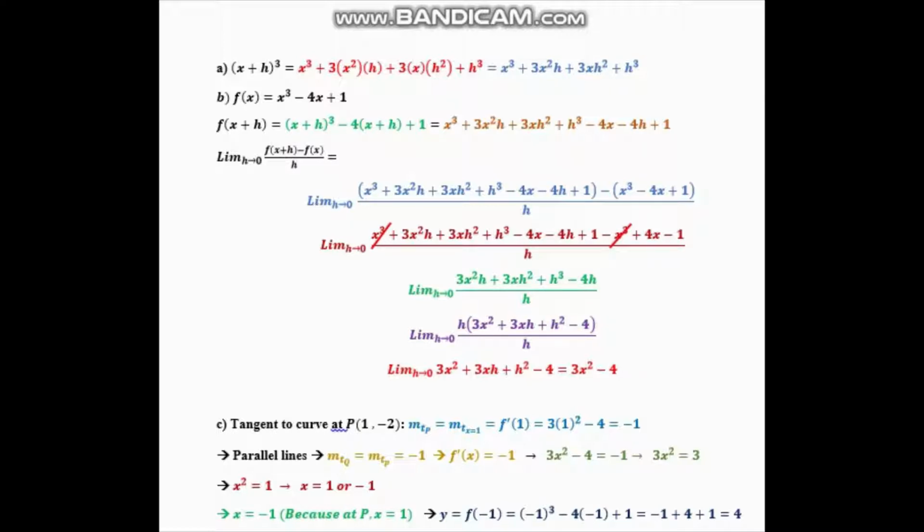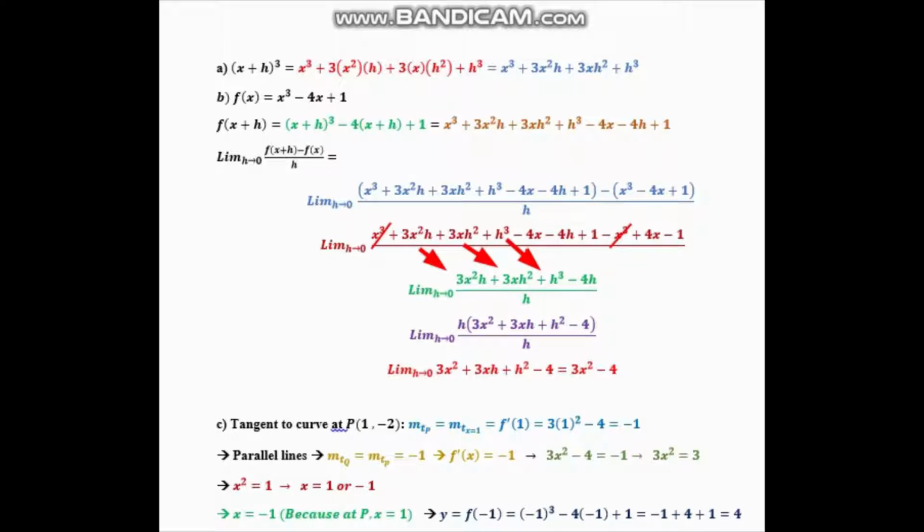Then we have 3x squared h, which has no similar term to it. So we just write this down as it is. So this goes down there. 3xh squared also goes down there. h cubed also goes down there.